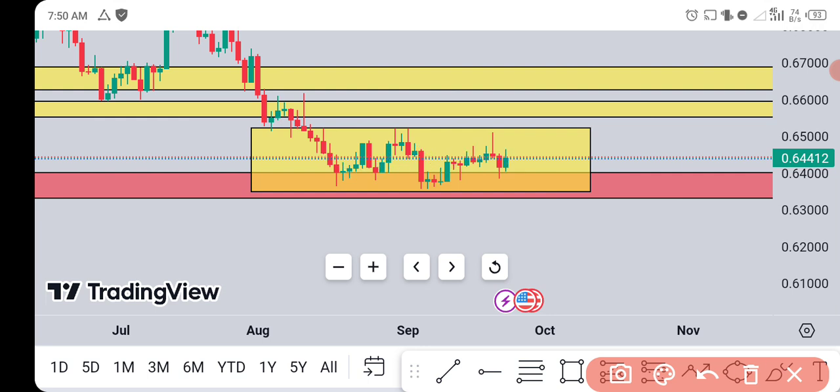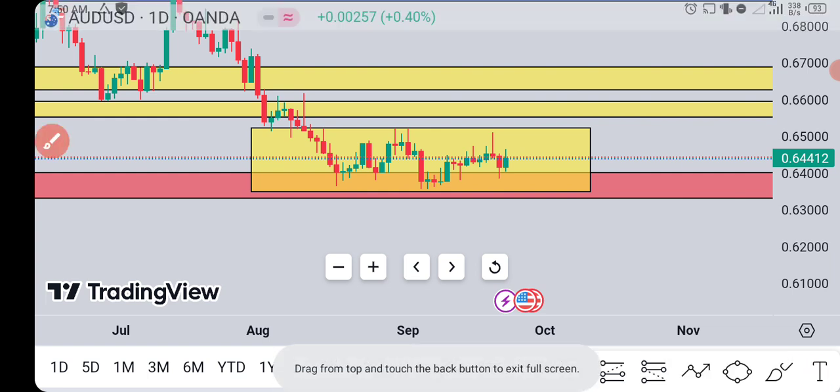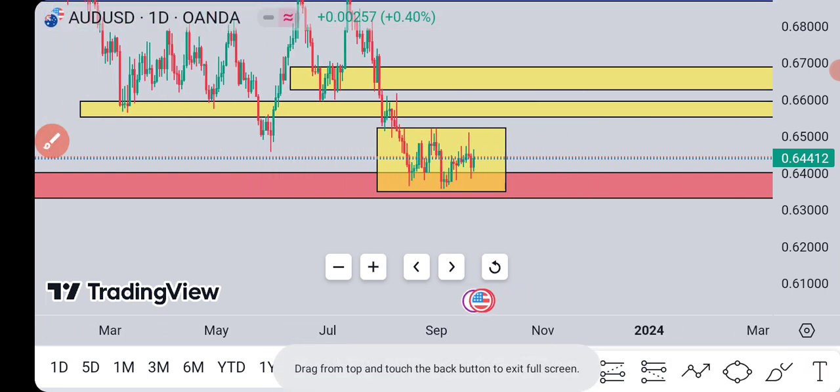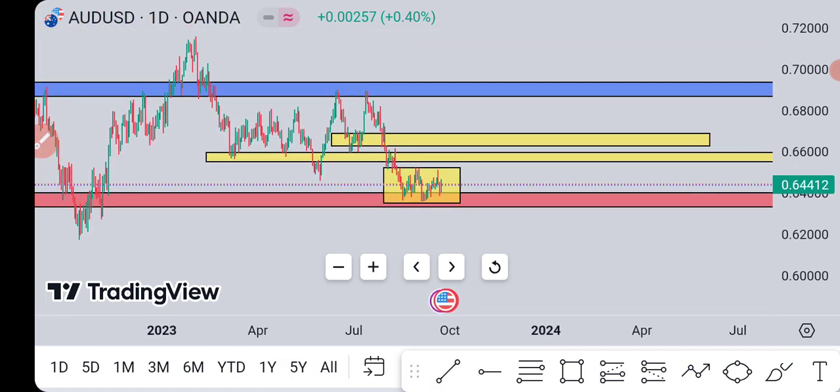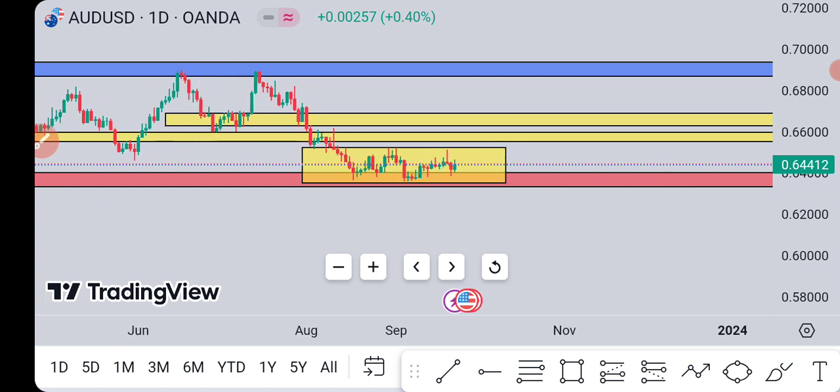No move down, no move up, just move down, test it, come down, test it again, come down. So the daily time frame is just in a range, a ranging market. So I'm only looking for selling opportunity, and I know what to do once I see the market moving down. So for now, AUD/USD overall direction is bearish.